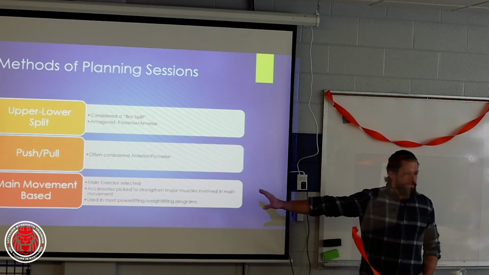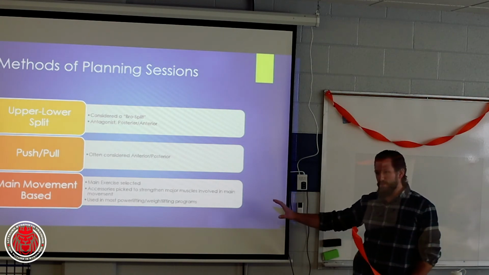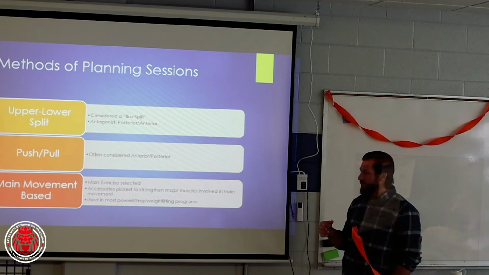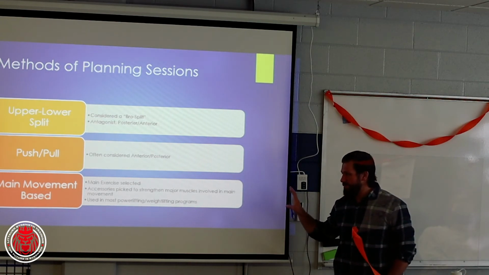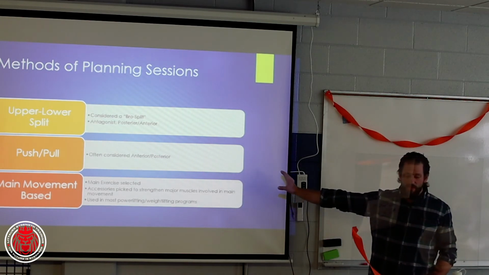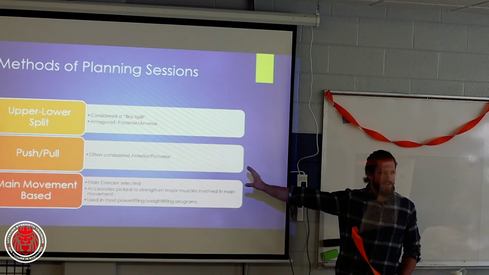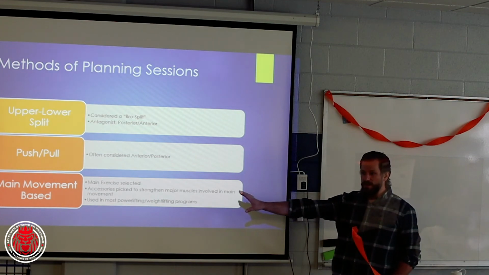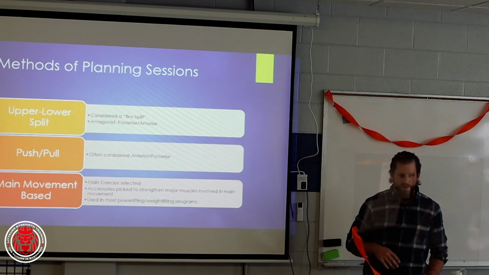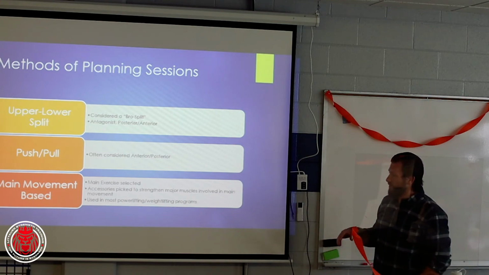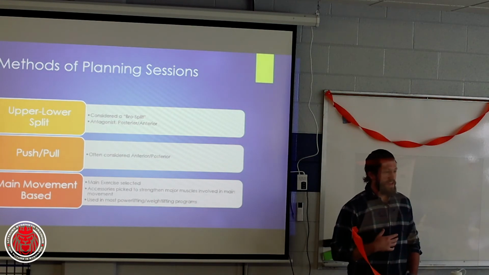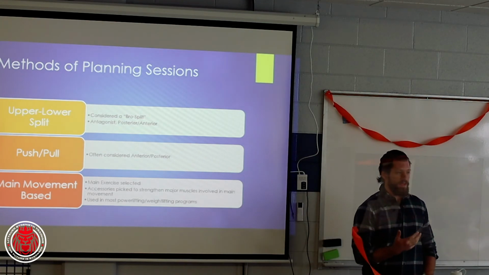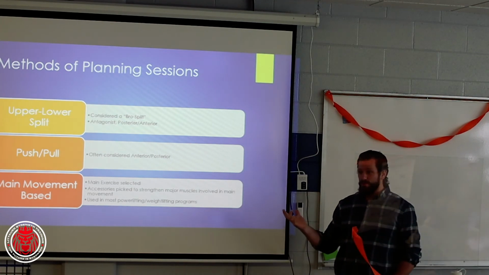Then you have main movement based, all right? Some people call this the super training approach, at least that's how I've understood it. This is what you see a lot of powerlifters use, where you have your main exercise selected and then everything you pick supports that exercise, okay? So let's use the deadlift as an example. Let's just say your main exercise is a trap bar deadlift. Then we have to think, all right, what helps me improve that main movement, right?